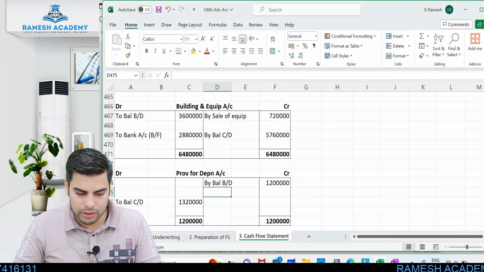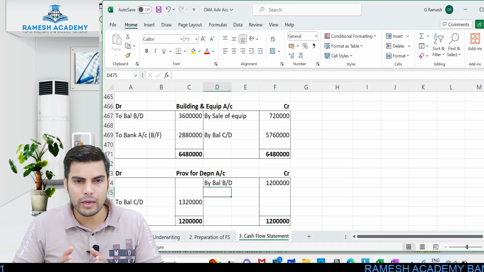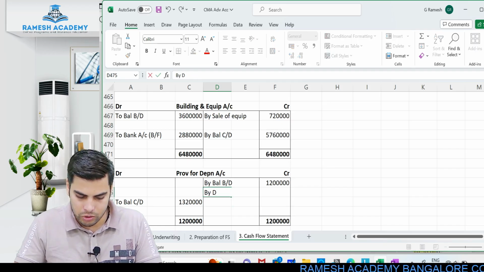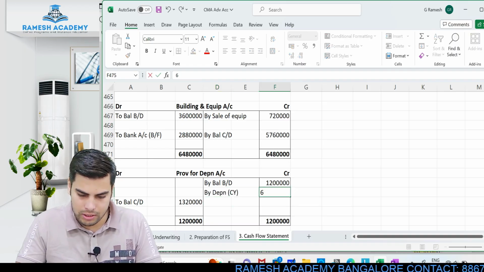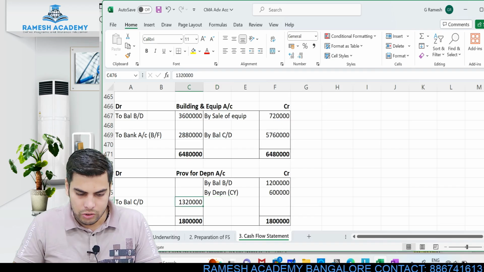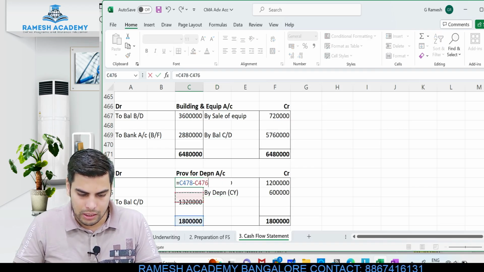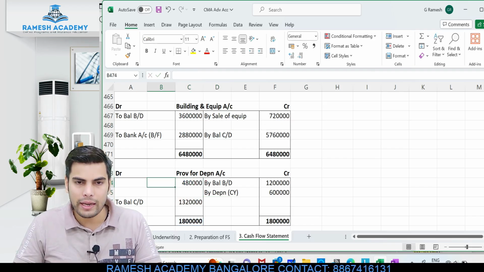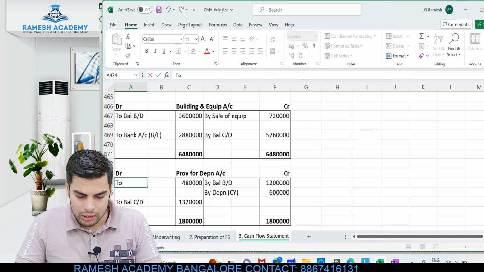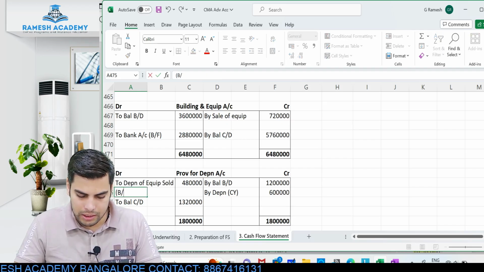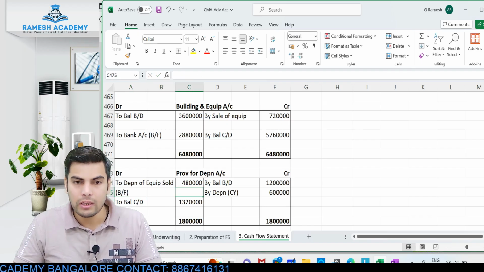So current year depreciation, what happens in case of accumulated depreciation? We'll just keep on transferring the amount to the provision for depreciation. So by depreciation, this is for the current year. Okay, so 6 lakh rupees is the depreciation. This is transferred. So now if you just close this particular ledger, okay, so 18 lakh minus 13,20,000, we are getting 4,80,000. This would be representing what? This would be representing the depreciation of equipment sold. This would be representing the balancing figure, which is nothing but depreciation of the equipment sold.